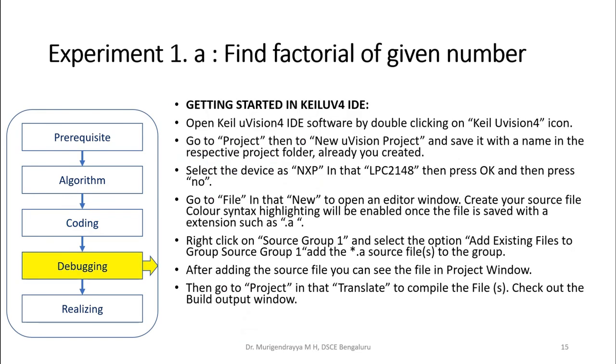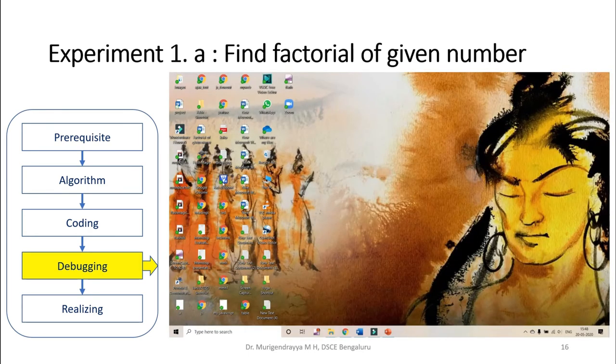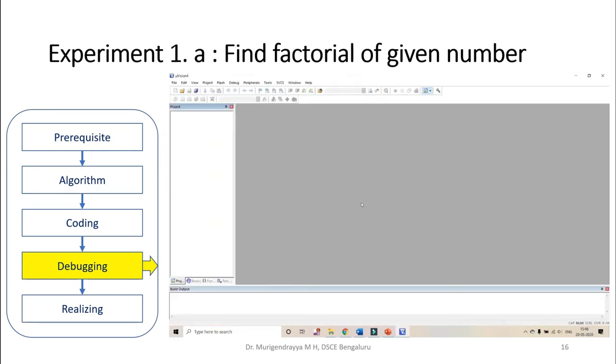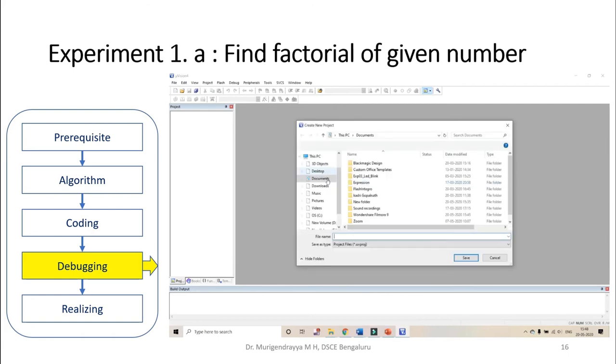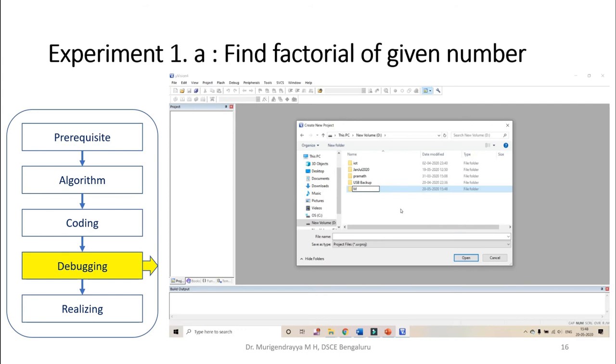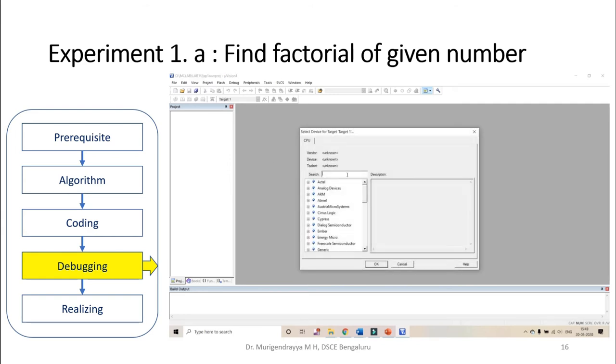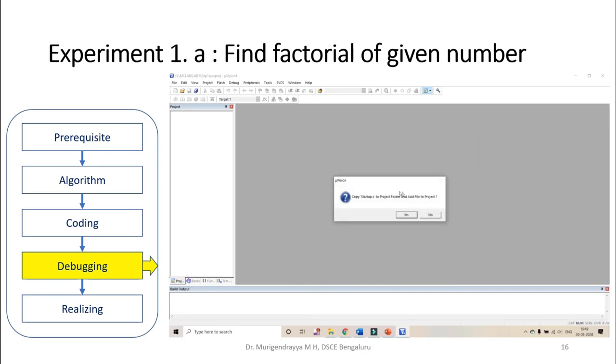So these are the steps for debugging. Let us see how to create the project and execute the program. Open the tool and create a new project. You have to specify the folder. The best practice is to give a specific folder for your project. Give the name for the project and specify the target. In this case we are using the LPC2148, which is an ARM7 based microcontroller.